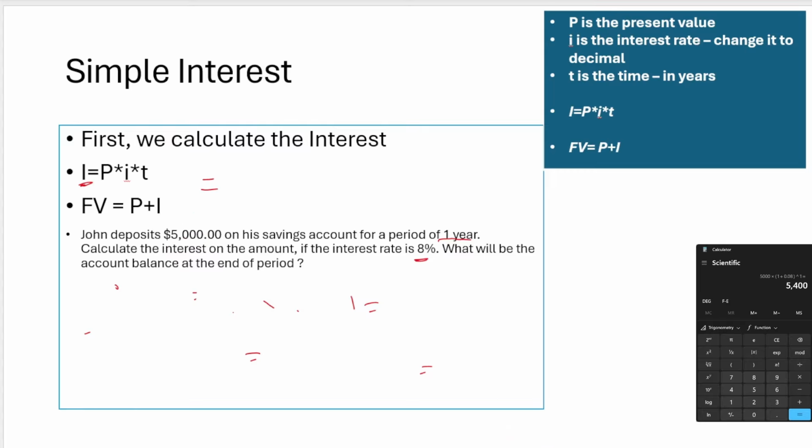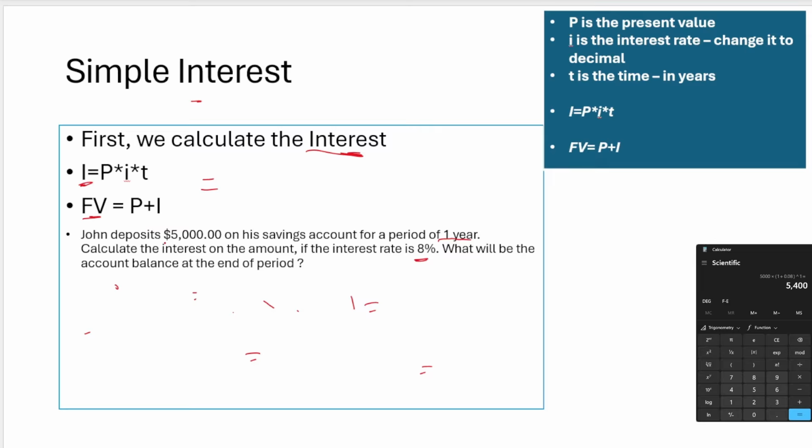Okay, let's get started. In this slide, we'll be covering how to calculate simple interest. Now, this is part of your chapter, the first calculation. To calculate the simple interest, we need two things. We need the interest, and from that, we'll calculate the future value. So let's read the example or the question given to us first.